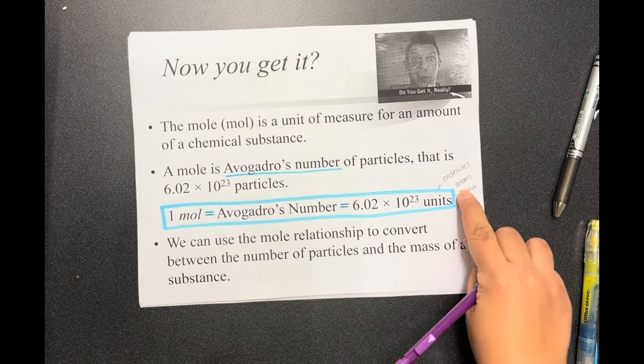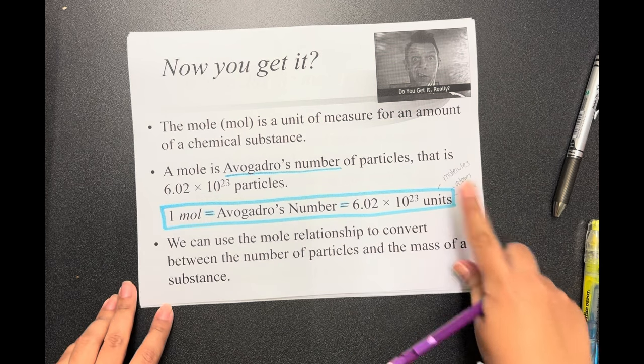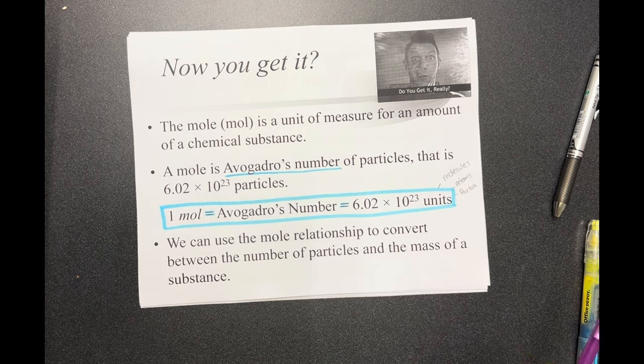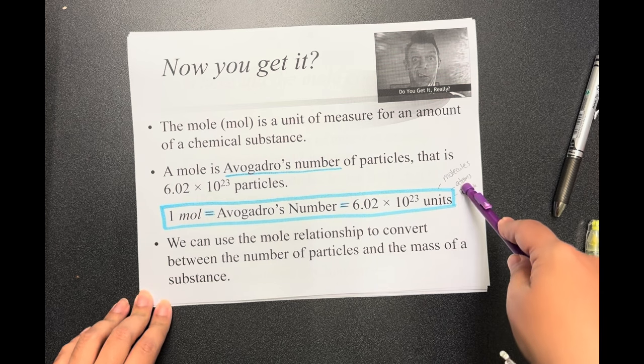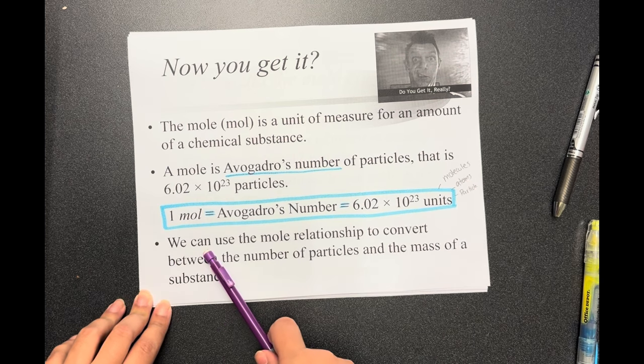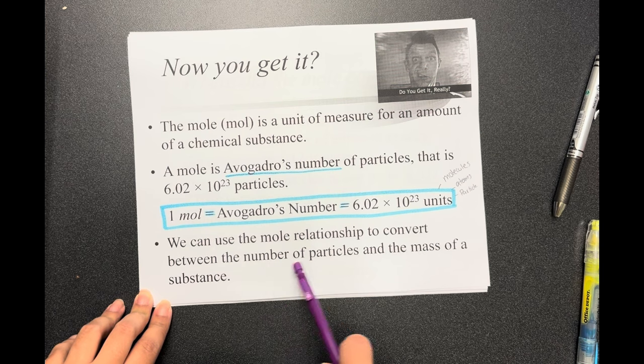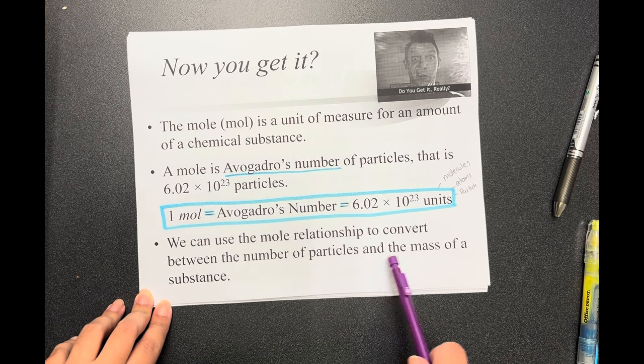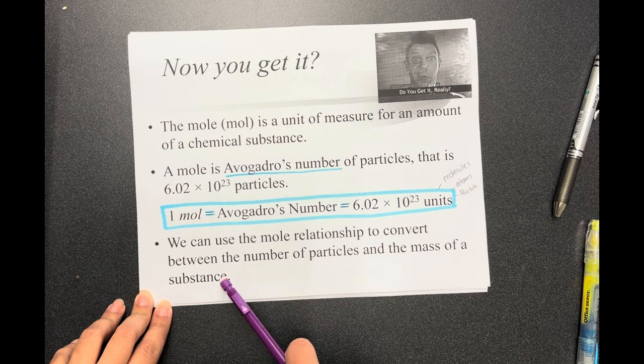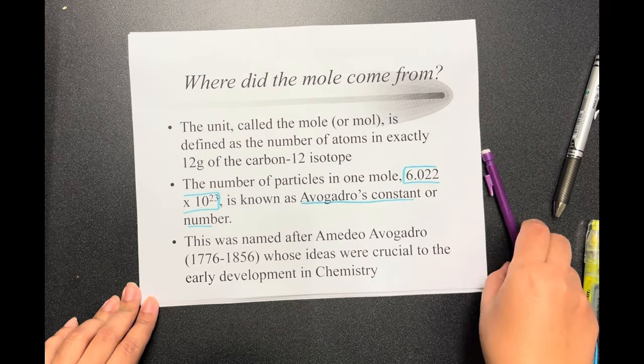Remember that an atom is if I have 1 element, and a molecule is if I have a chemical compound, 2 or more elements chemically combined. We're going to be able to use this relationship of the mole to convert between the number of particles and the mass of a substance in later sections.